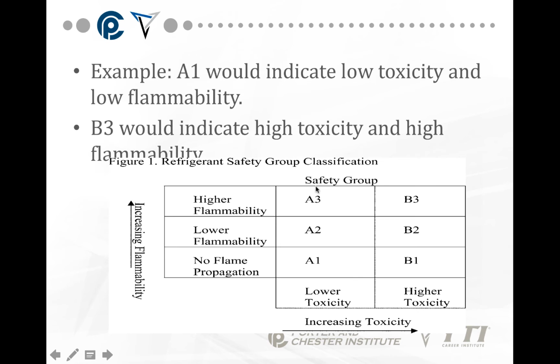So if we look at the chart, which is much easier, if we have a refrigerant that's a B3, that's extremely high toxicity and high flammability. Most of the refrigerants that we use are in the A1 group, because we want them to have very low flammability and low toxicity.